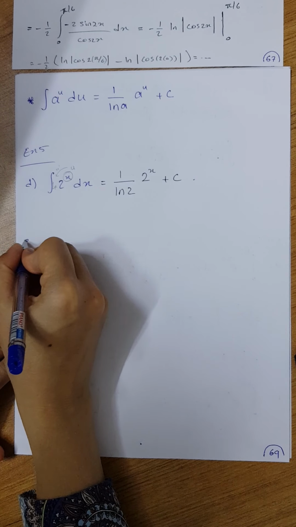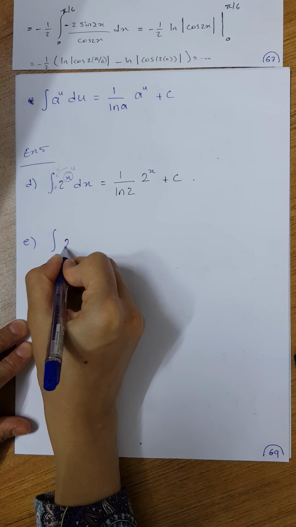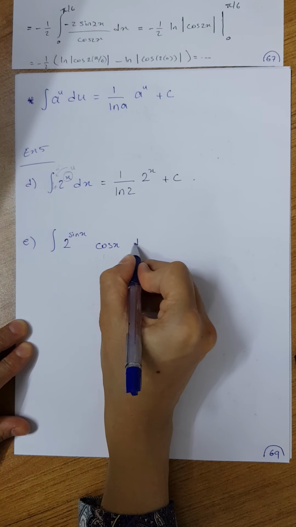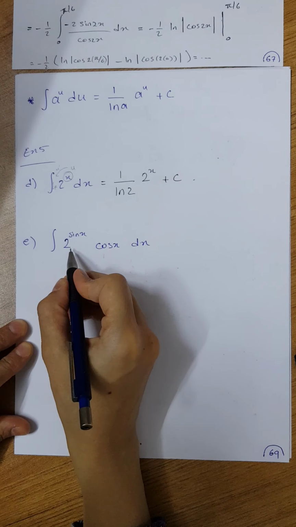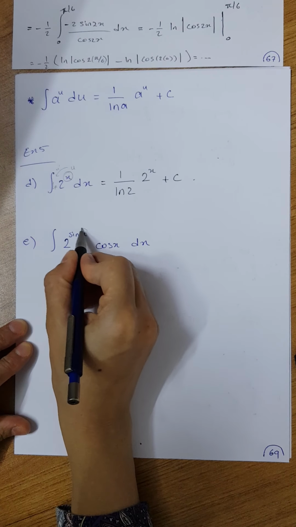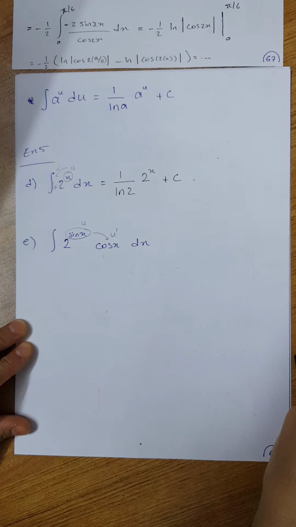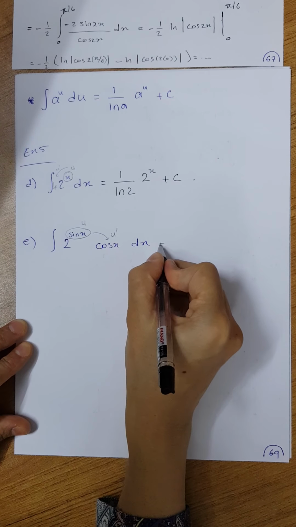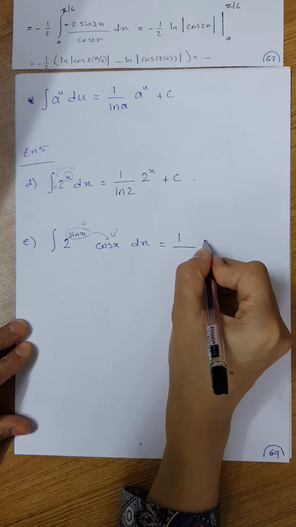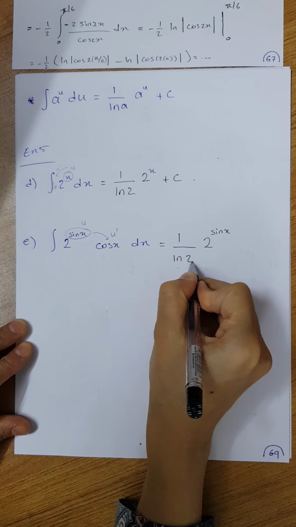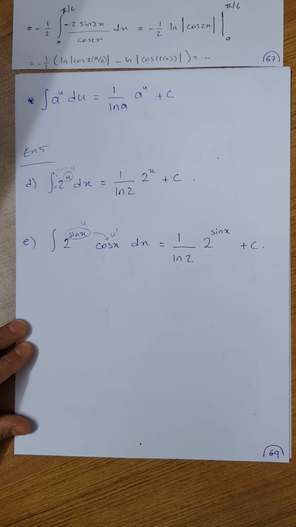Part E, we have got the integration of 2 to the power of sine x cosine x dx. If you look at that function again, the exponential function has got the base 2. I have got the power of the exponential function is sine of x, and I have got its derivative right next to it. So again, that integration is equal to itself, that means 2 to the power of sine x multiplied to 1 over ln of the base, and that's all plus c, which is the required result.